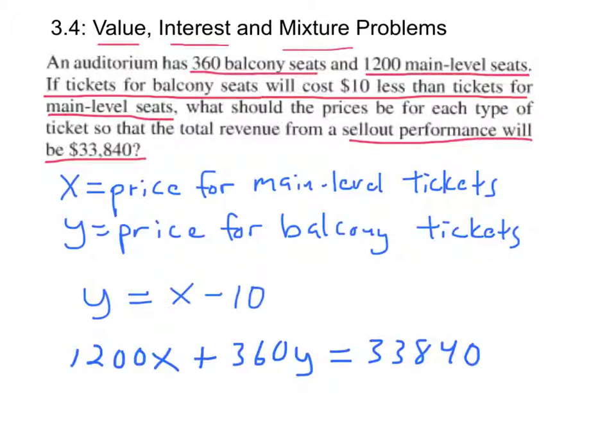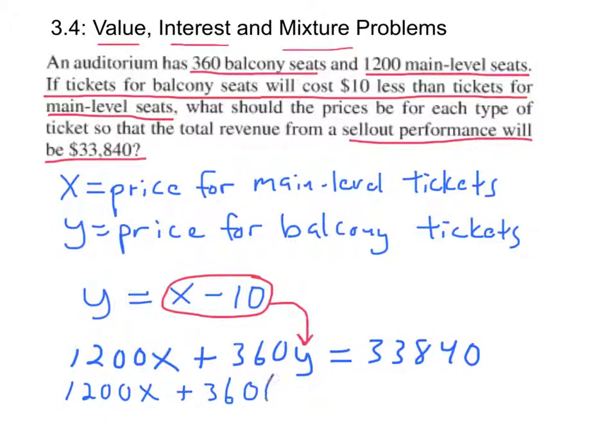Now to solve the system, we can use any method we've learned. But here, since the first equation is solved for Y, meaning the Y is alone on the left side of the equation, the substitution method works really well. So we'll just take the X minus 10 and substitute it in place of where the Y is in the second equation. So that would give us 1,200X plus 360 times, and we need parentheses here, X minus 10 equals 33,840.